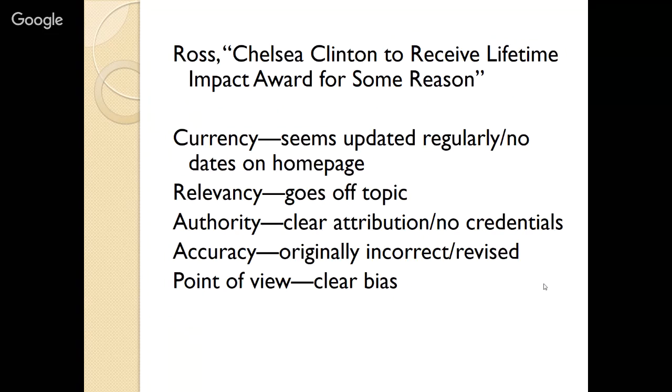So jumping ahead to point of view, you can see there is a clear bias here. So that's problematic. The authority, there is a clear attribution. We know the article was written by Chuck Ross, but we don't know what his credentials are. And if you do a little bit more research, it becomes very unclear, or rather you can't gather a whole lot of information on his background and his credentials. So the authority is very shaky.